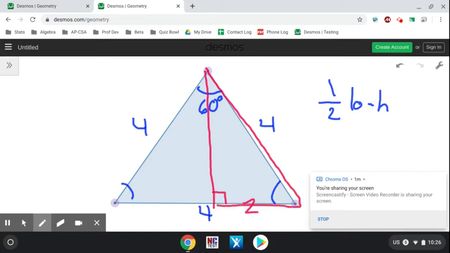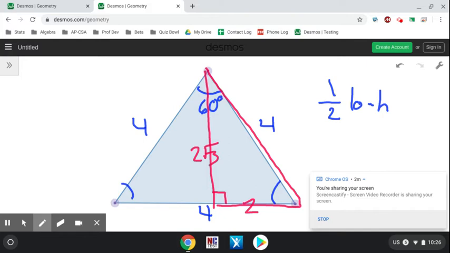Now, there's several ways I could do this. I could notice on this one it's a 30, 60, 90 triangle, and if I notice that, my short side is 2, so this side is 2 square root of 3. If you do not remember your 30, 60, 90 triangles, that's okay, because I'm going to show you another way to do this. And this is a way that will work for anything, even if it's not a special triangle.